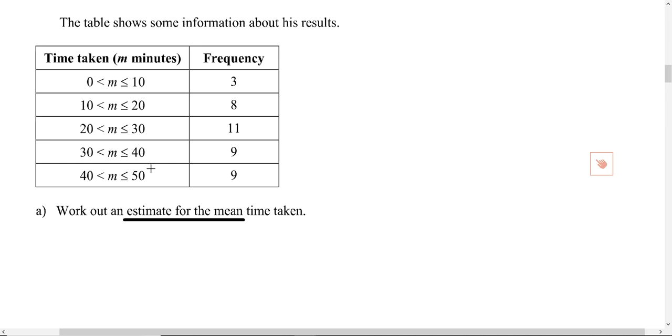Why do we take the middle of the group? Well, it's because we want to minimise any error. Okay? So if we take the middle of the group, we get potentially as close to all the points that are in there as we can get without actually knowing what those numbers are.